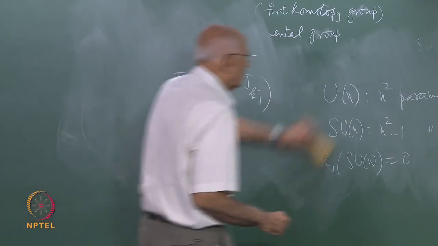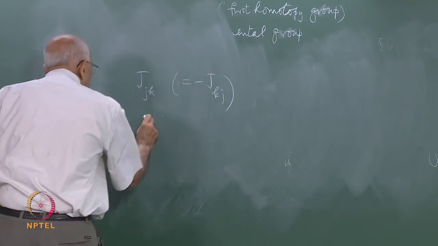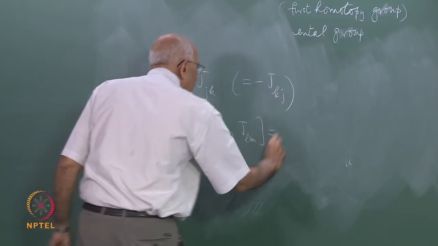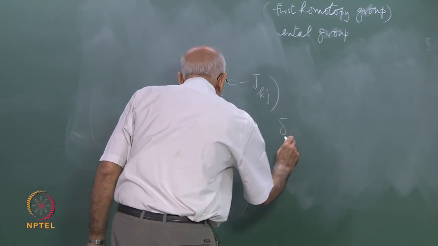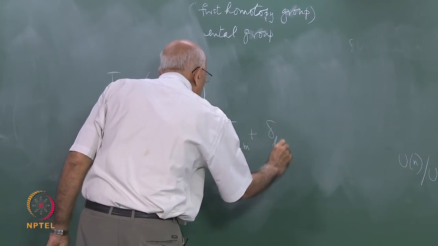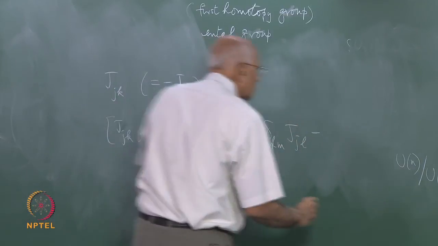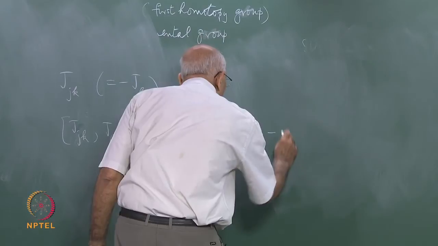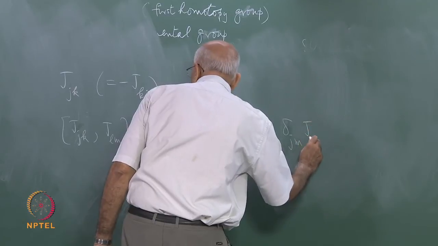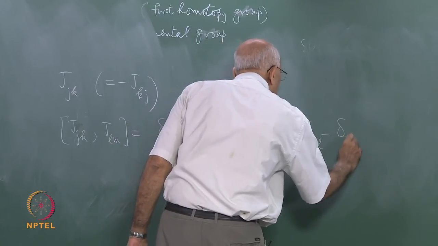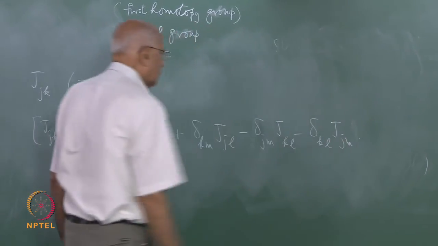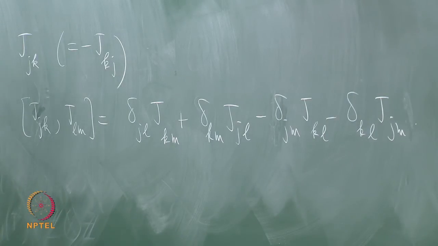Here, and the algebra is very straightforward. The Lie algebra looks like [J_JK, J_LM] equals a Kronecker delta delta_JL J_KM plus Kronecker delta delta_KM J_JL minus the opposite order. So Kronecker delta delta_JM J_KL minus delta_KL. Yeah, that's it. So that's the linear combination.